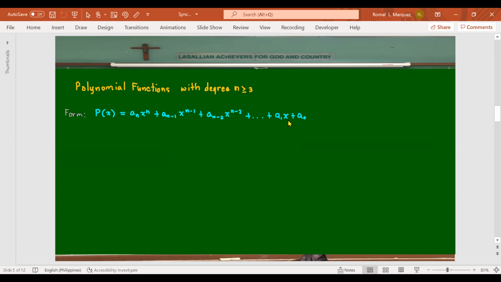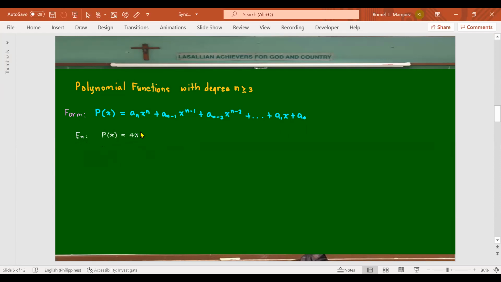Ito yung mx plus b. If a sub 3 up to a sub n are zeros, you have a sub 2 x squared plus a sub 1 x plus a sub 0, a quadratic function. So again, we do not want them because we are done with them. Is that clear, children? Yes po. Okay, so examples of polynomial functions that are of degree greater than or equal to 3.